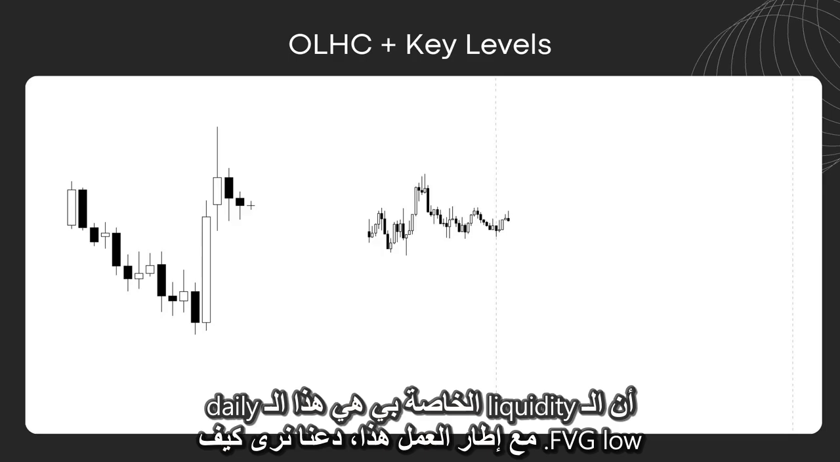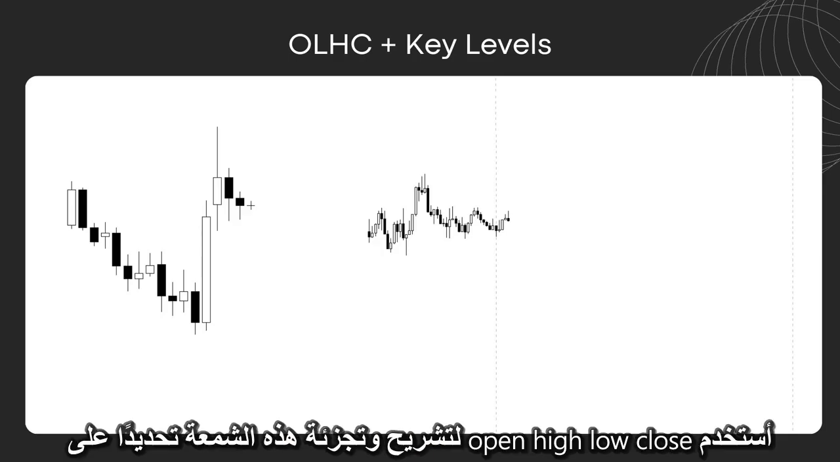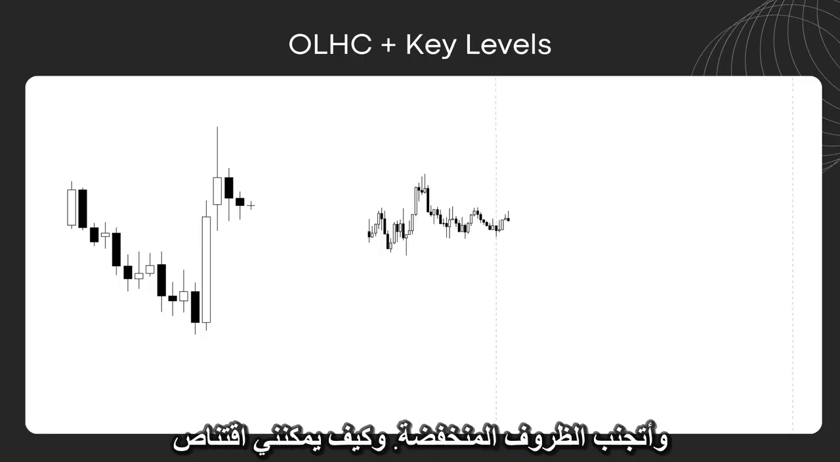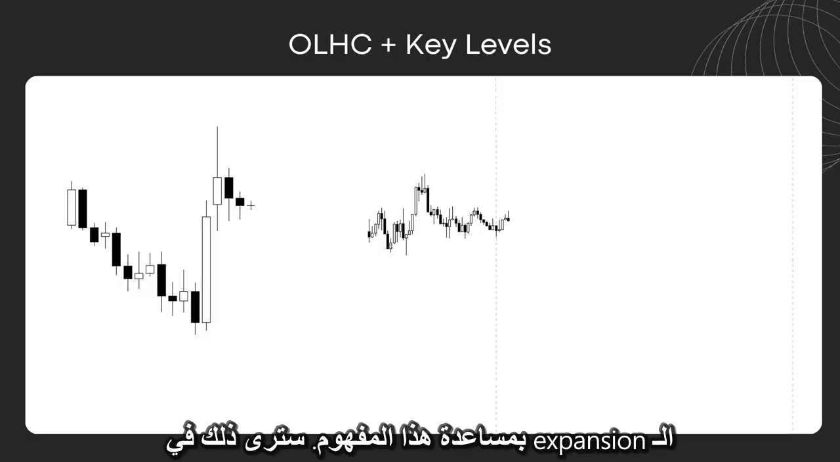Now with that framework, let's see how I use open high low close to dissect and break down this particular candle on the higher time frame, and how I can make sure that I only enter in the high probability conditions and avoid the lower ones. And how can I catch expansion with the help of this concept? You're gonna see that in just a minute.